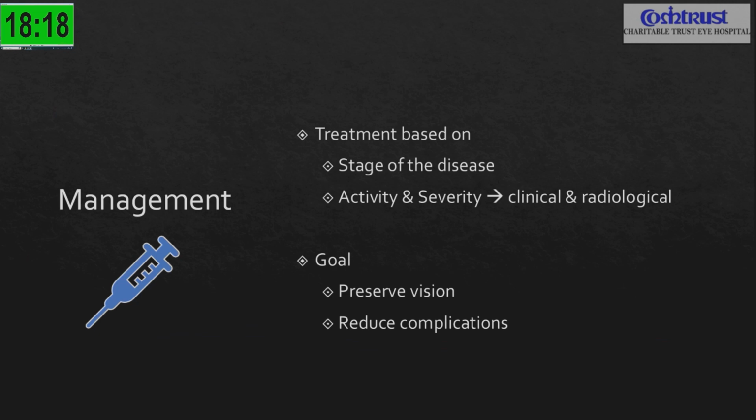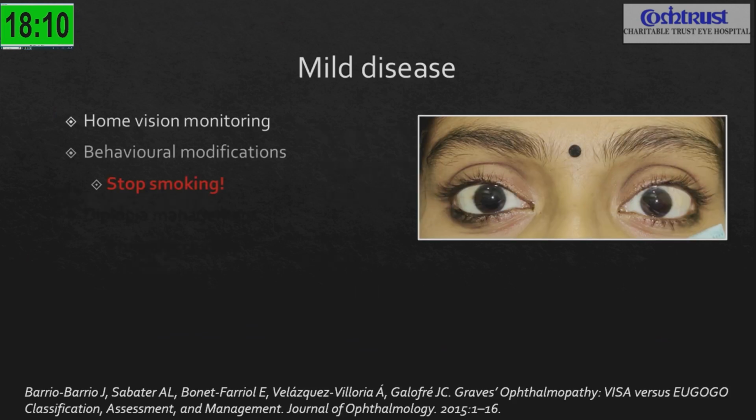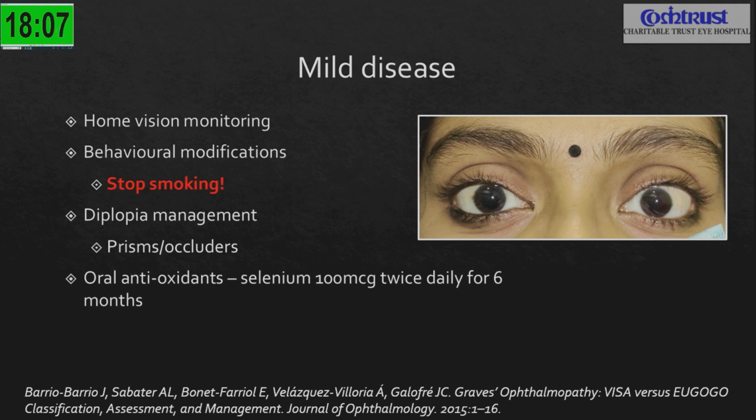Management is based on the stage of the disease and the activity and severity, and our goal is to preserve vision as well as reduce complications. So mild or inactive disease includes home vision monitoring, behavioral modification, most important of which is stopping smoking, and the patient can be put on oral antioxidants, that is selenium, 100 microgram twice daily for 6 months. It is said to reduce the progress of the disease.